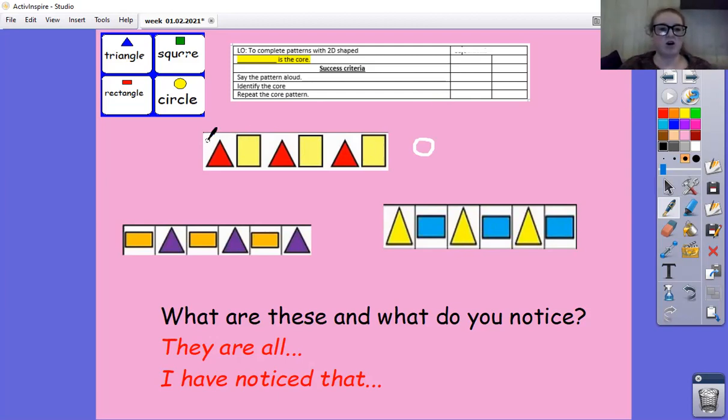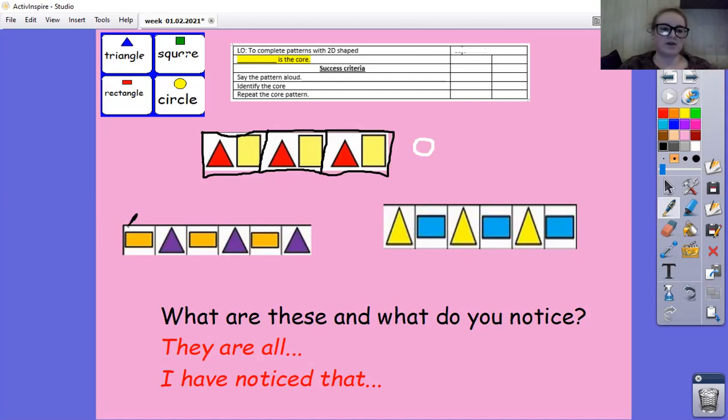So here I've got red triangle, yellow rectangle, red triangle, yellow rectangle, red triangle, yellow rectangle. So I can see that my core is red triangle, yellow rectangle, because then it just repeats. And if it just repeats after that, then that means that is the core, and then it repeats. That is the same, and then it repeats. That is the same. Let's have a look at my next one.